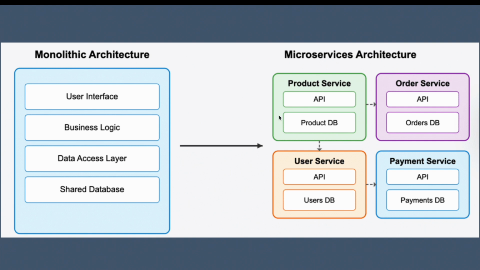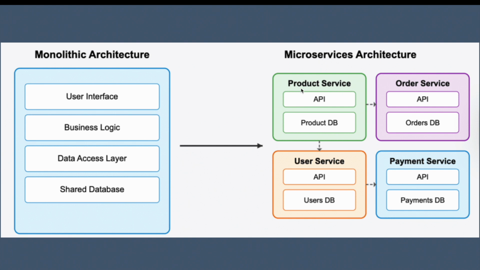That means all the logic which you have written in microservice architecture is already written in monolithic architecture, but all are tightly coupled. All business logic is tightly coupled. In this monolithic architecture we have the user interface, business logic, data access layer and shared database. That means we are using a shared database for all the logic. There is no separate database like in microservices.